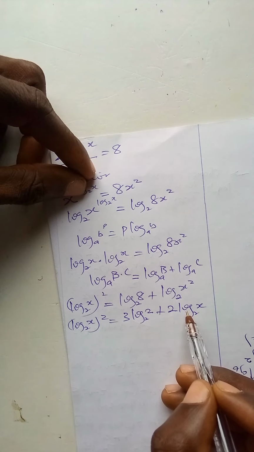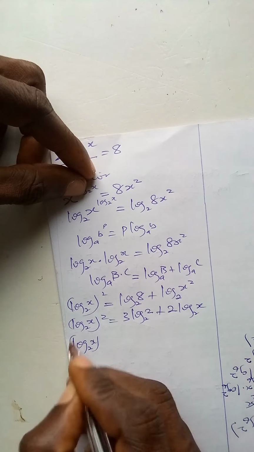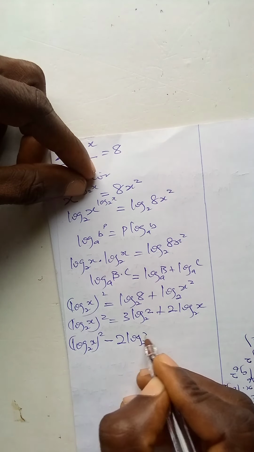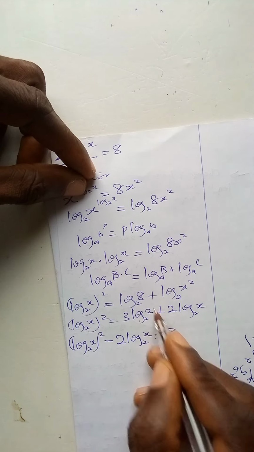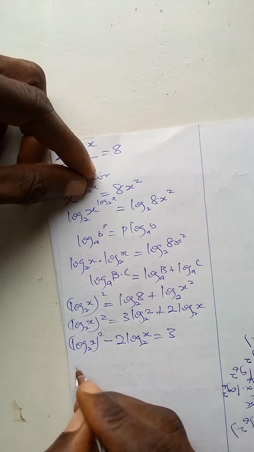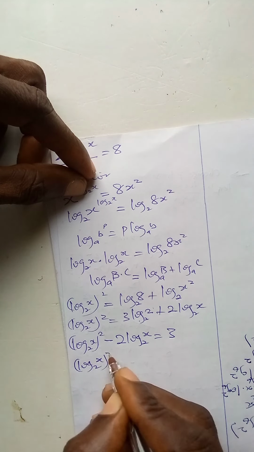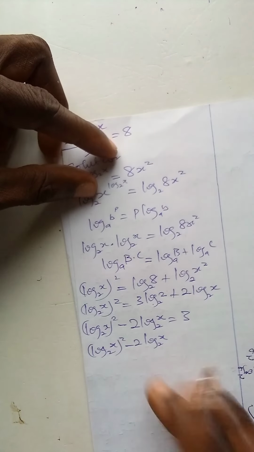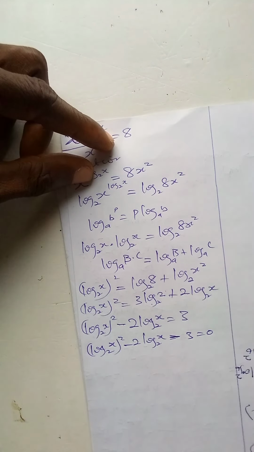Now let me collect like terms. If I collect like terms, log to base 2 of x all squared minus 2 log to base 2 of x will now be equal to 3, because log to base 2 of 2 is 1 and 3 times 1 is 3. So I now have log to base 2 of x all squared minus 2 log to base 2 of x minus 3 is equal to 0.